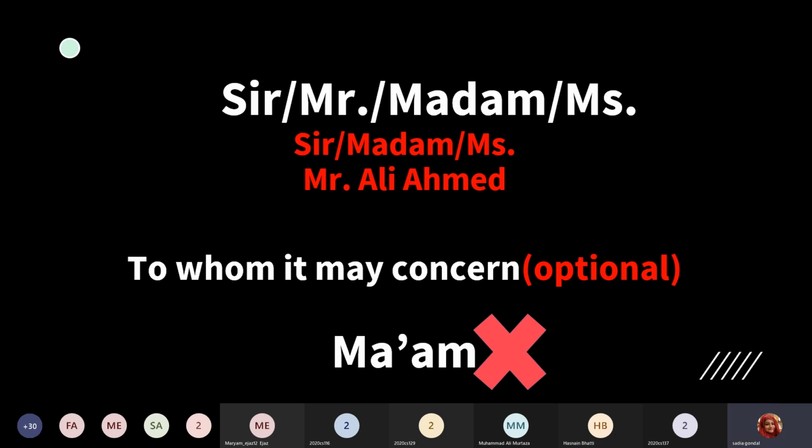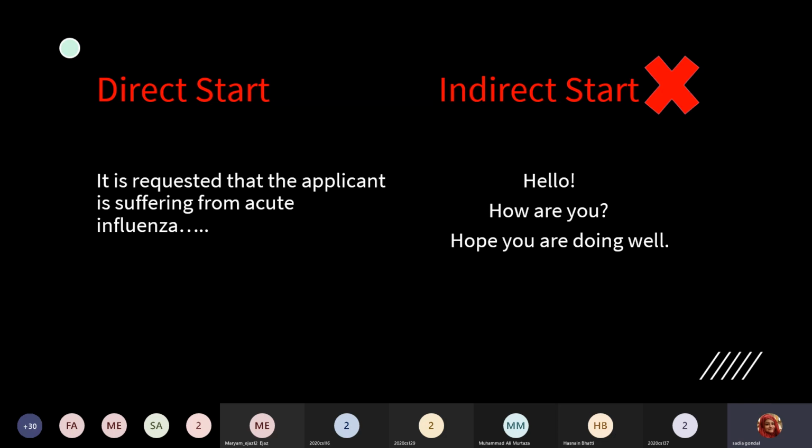That looks courteous. There are two kinds of starts when you are doing an application. You either start directly or you start indirectly. Well, direct start is the correct start. "It is requested that the applicant is blah blah blah." An indirect start is when you start with either "hello" or "how are you, hope you're doing well." It's good to ask about the other person's well-being, but when you're writing a professional document, if you're asking about somebody's well-being, you're wasting his time. It does not look professional. You should start off with your direct concern.